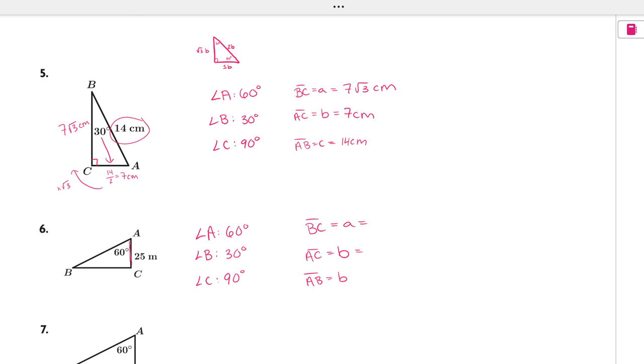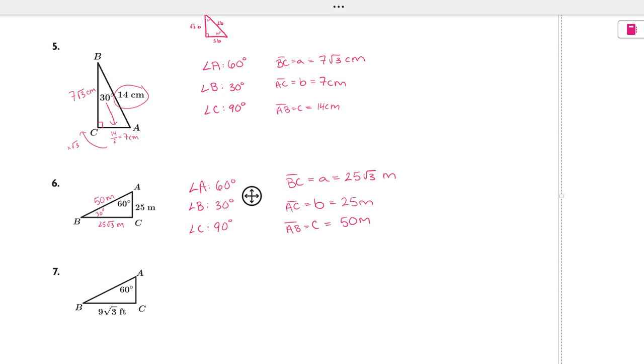So we're already given side AC or side B, right? We're told that that's 25 meters, and that's across from the 30-degree angle, which means the hypotenuse needs to be double that. So our hypotenuse, which is the C side, must be 50 meters. And across from the 60, we have to take that 25 meters and multiply it by root 3. So 25 root 3 meters. And we're all set.